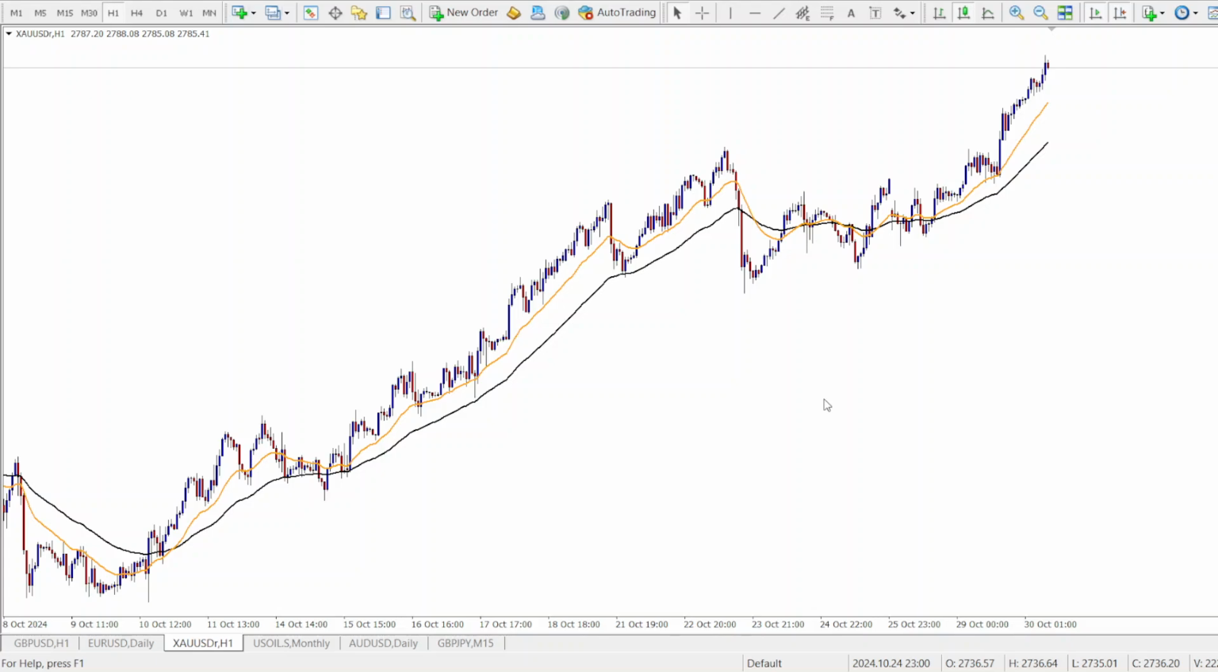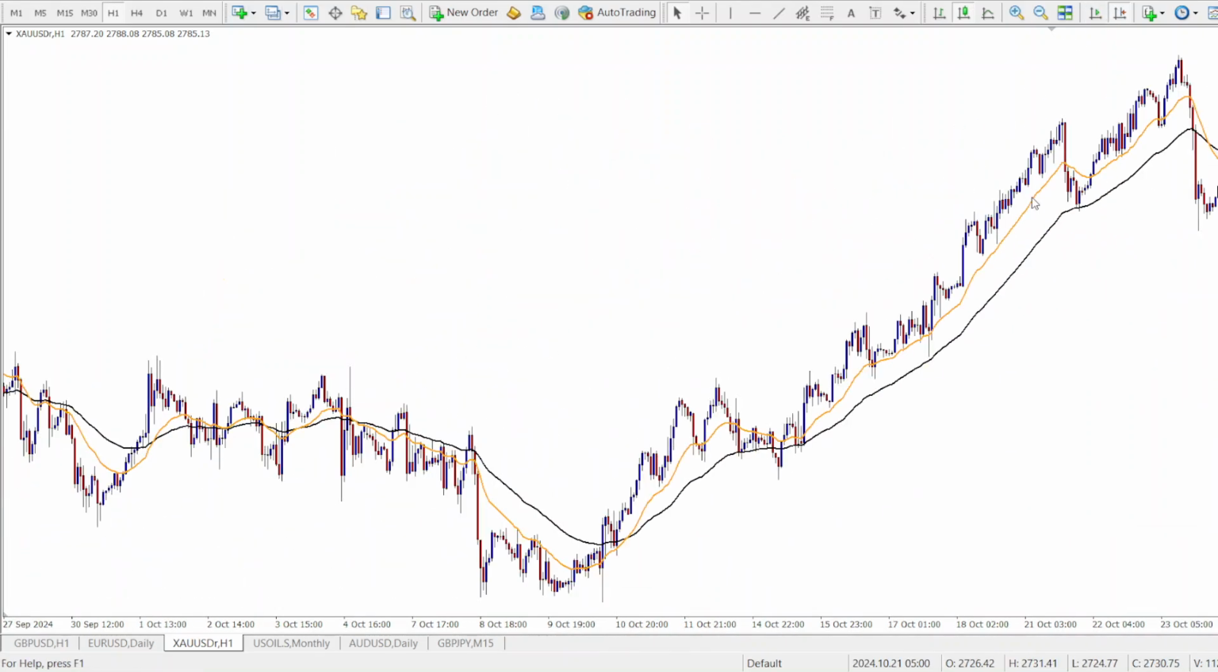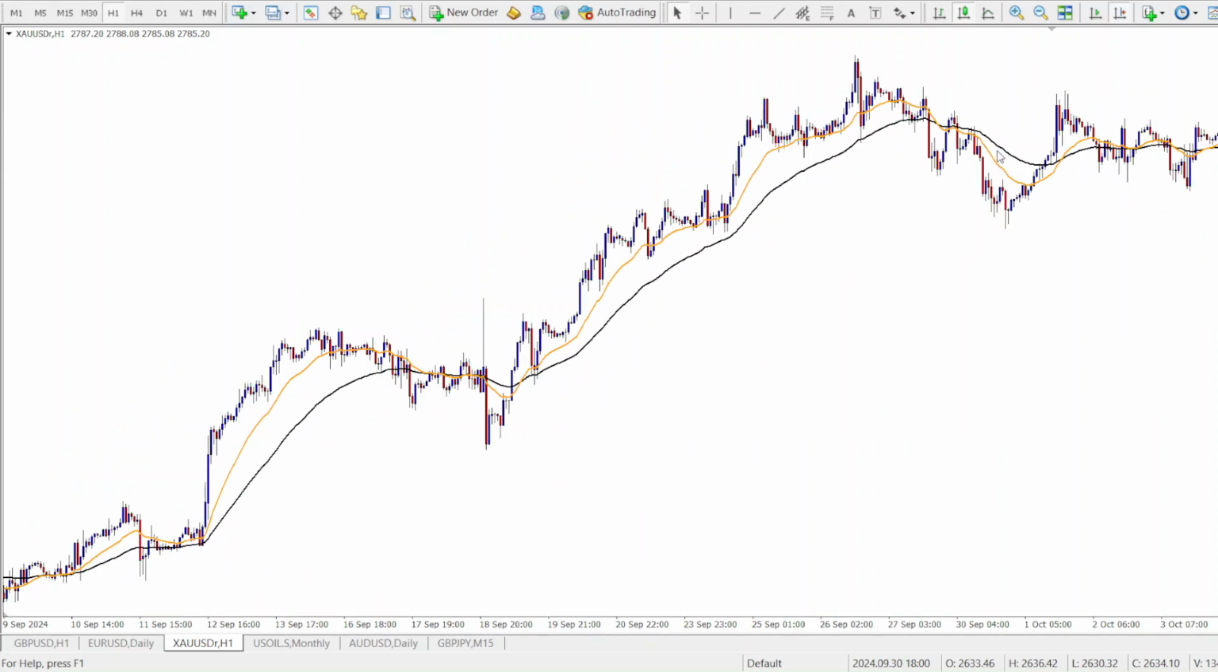Okay, all right. Now the crossover strategy suggests that when the lower period moving average crosses above the higher period moving average, like in the case the 20 EMA crosses above the 50 EMA, we have a bullish signal. Okay, and on the other hand, when the 20 EMA drops below the 50 EMA, we have a bearish signal.